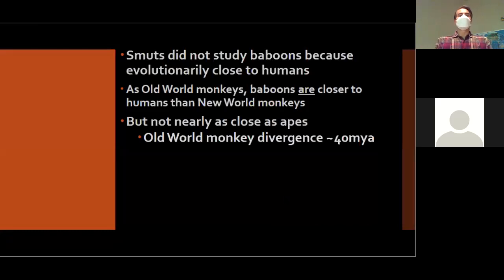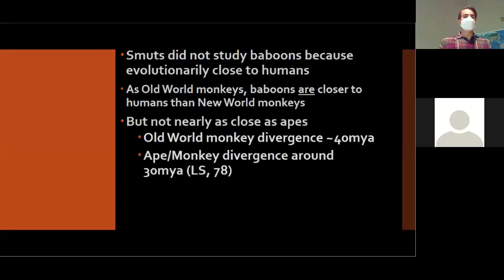Barbara Smuts didn't study baboons because they're evolutionarily close to humans. They're closer than New World monkeys, but they're not nearly as close to humans as apes. There's a divergence between the Old World monkeys and the New World monkeys about 40 million years ago. And then there's an ape-monkey divergence at around 30 million years ago.